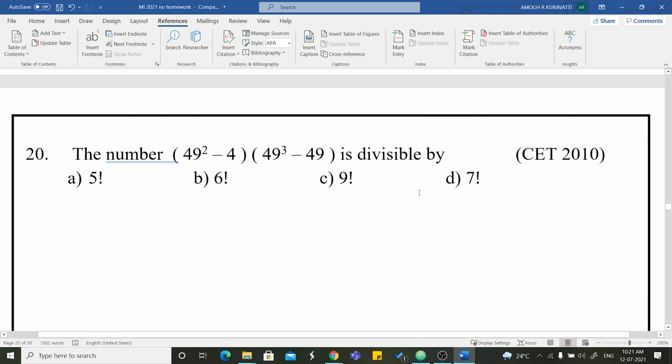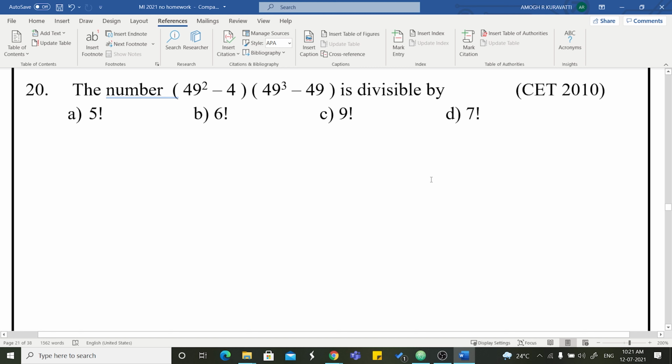Next, CET 2010: the number 49 square minus 4 into bracket 49 cube minus 49 is divisible by which option? A 5 factorial, 6 factorial, 9 factorial, 7 factorial. Observe the options. All options are in terms of factorial. So if factorial is given, you must remember the concept: the product of r consecutive integers is divisible by r factorial.